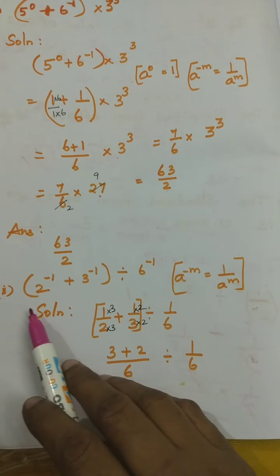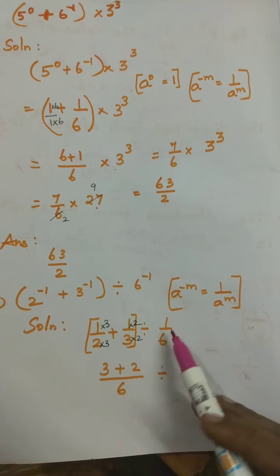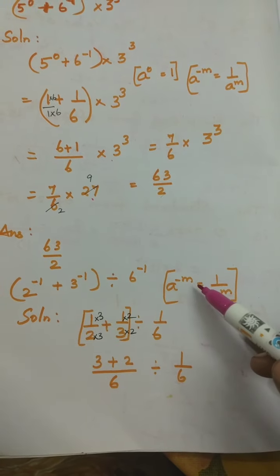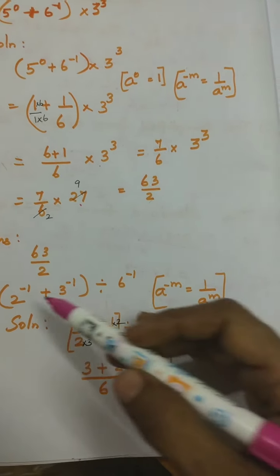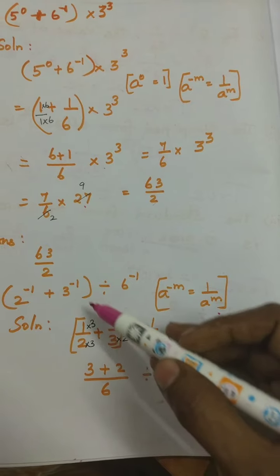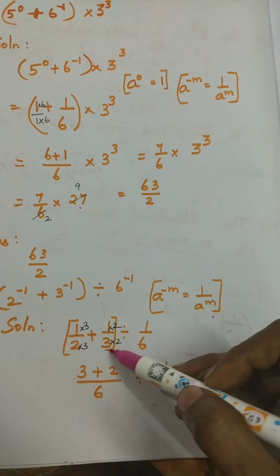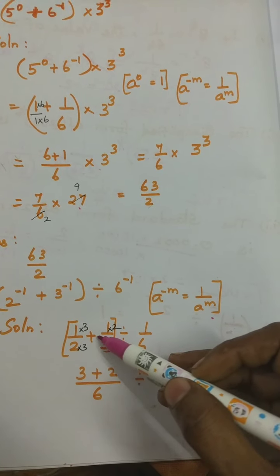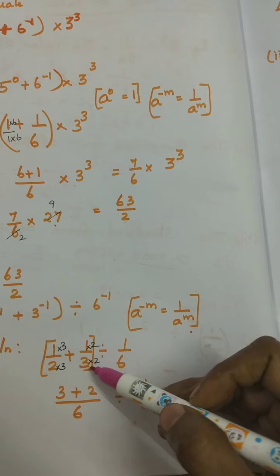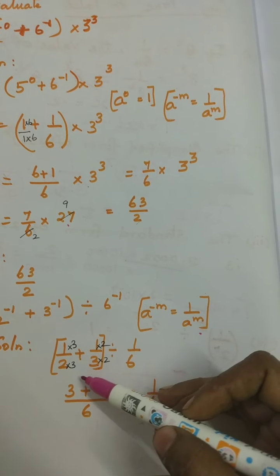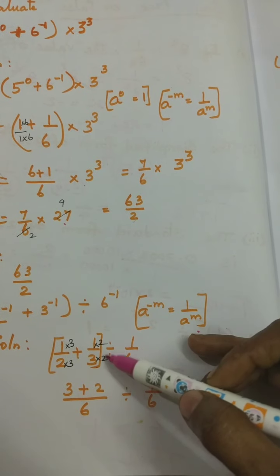Then second sum. 2 power minus 1 plus 3 power minus 1 divided by 6 power minus 1. Here you have to change this using a power minus m is equal to 1 by a power m. So 1 by 2 plus 1 by 3. Now here the 2 and 3 we have. You have to add this. So you have to make the denominator same. So 2 3s are 6. 6 is the LCM. So you have to multiply these 2 by 3 and these 2 by 2.